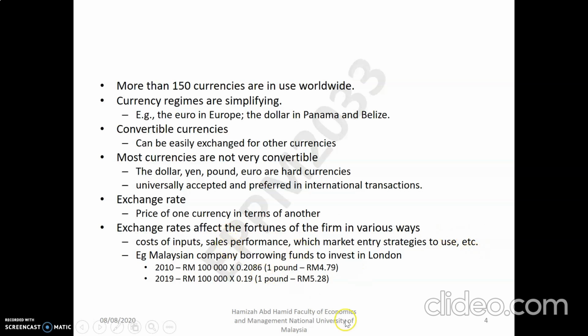A simple example is if a Malaysian company wants to borrow funds to invest in London. In 2010, let's say the company has 100,000 ringgit. The price for £1 in ringgit was 4 ringgit 79 cents. But in 2019, it's 5 ringgit and 28 cents. Now, it only makes sense for the Malaysian company to invest in London in 2010 and not 2019. So here, it will affect the timing of the entry as well.